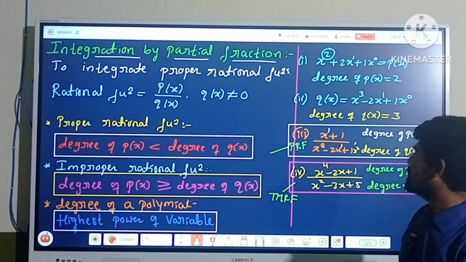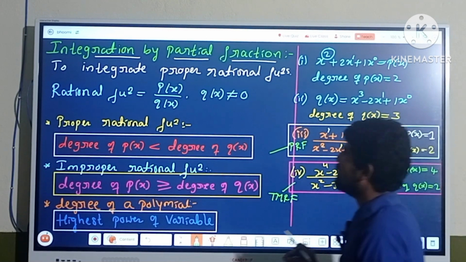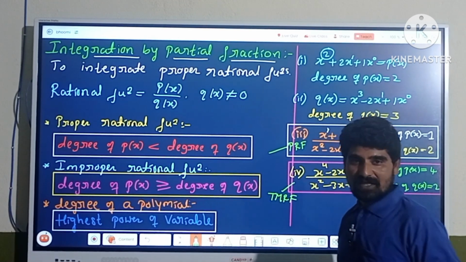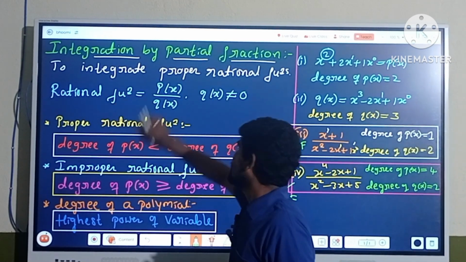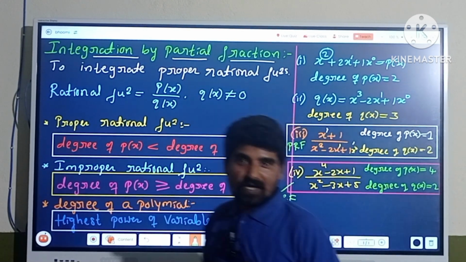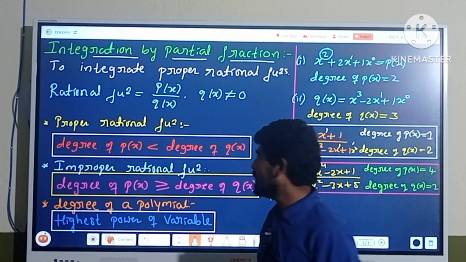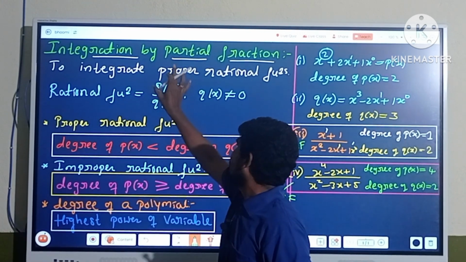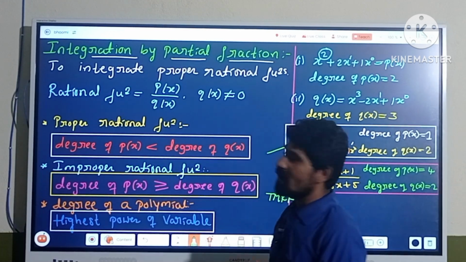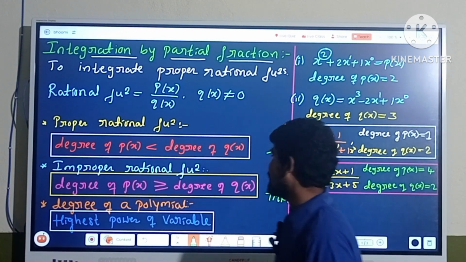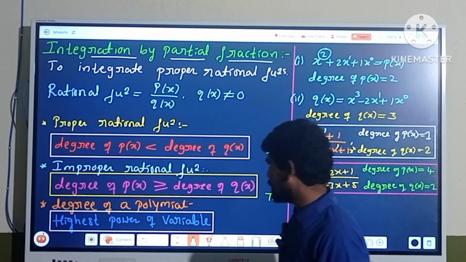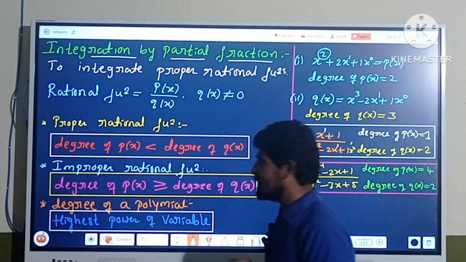I hope all of you understood this entire concept. What is the concept here? The partial fraction method is used to integrate proper rational functions. Rational functions means functions of the form P(x) by Q(x), where Q(x) is not equal to 0 and P(x) and Q(x) are both polynomials. If the degree of P(x) is less than the degree of Q(x), such rational functions are known as proper rational functions. And if the degree of P(x) is greater than or equal to the degree of Q(x), such rational functions are known as improper rational functions.